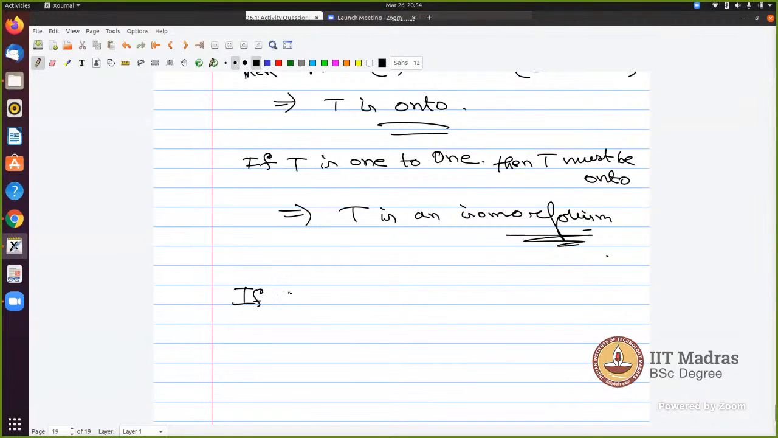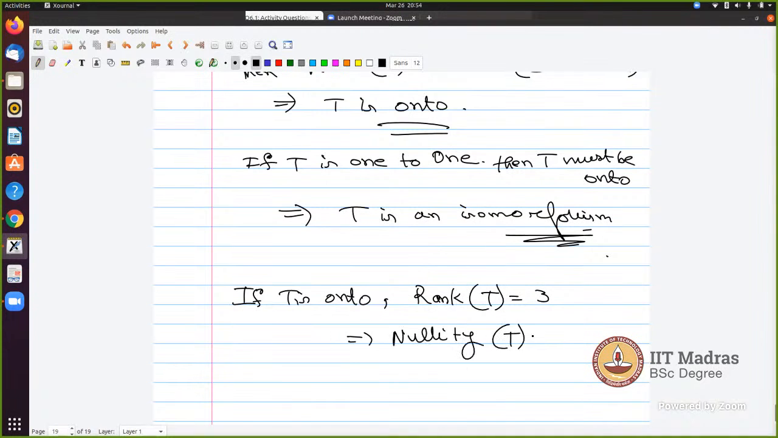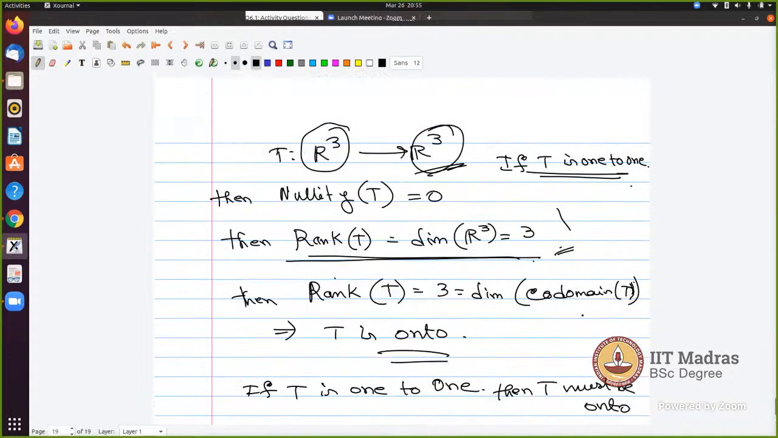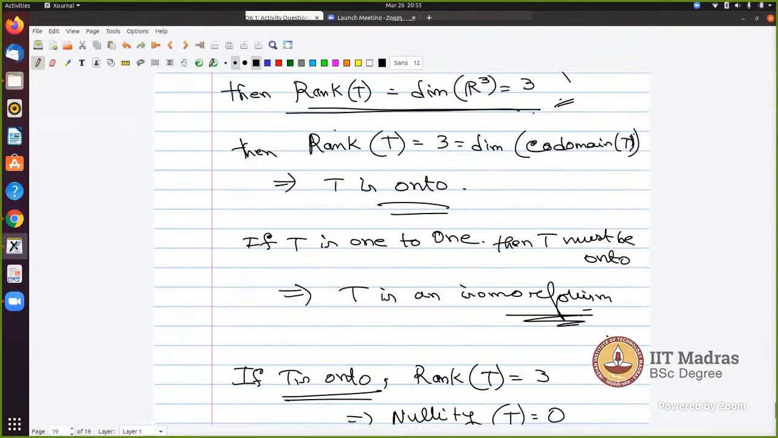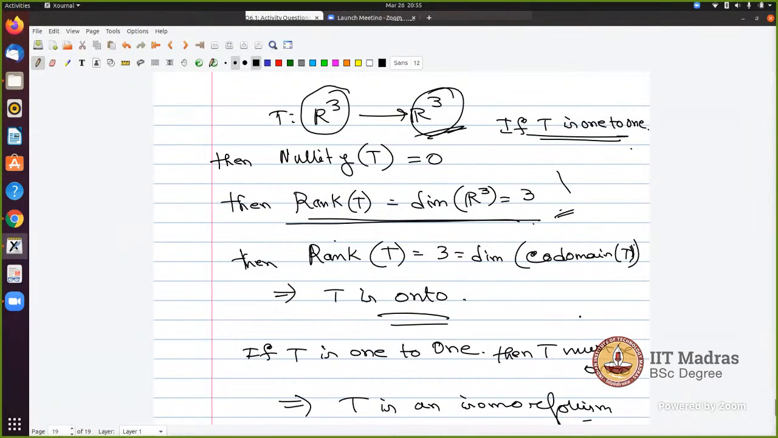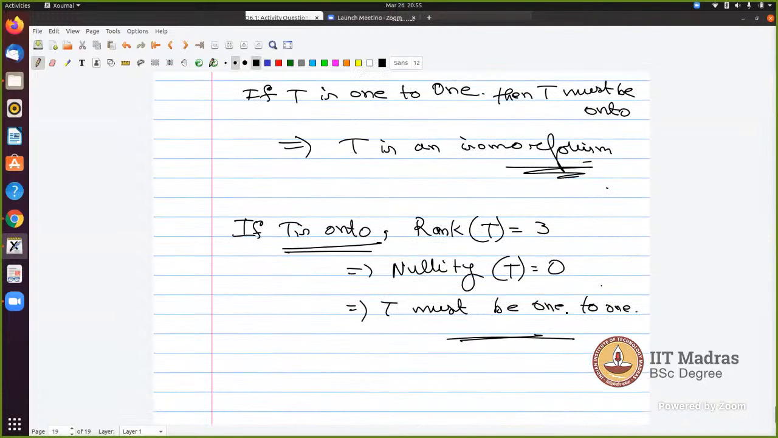Conversely, if T is onto, then the rank of T is 3, right? Then the nullity of T is 0, from the rank-nullity theorem. That means T must be 1 to 1. So if T is onto, then T must be 1 to 1. If T is 1 to 1, then T must be onto. So if T happens to be either 1 to 1 or onto, then T must be an isomorphism in this case. Okay? Clear, no? Yes, sir.